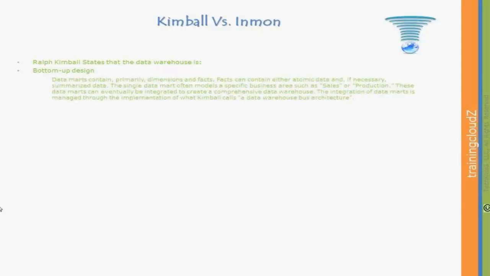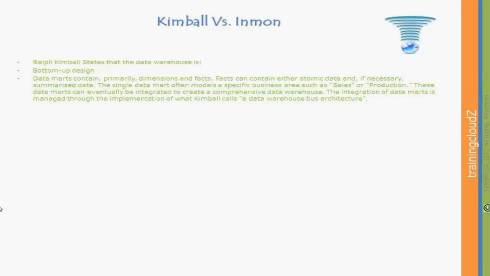So Ralph Kimball states that the data warehouse is a bottom-up design. The data mart contains primarily dimensions and facts. Facts can contain either atomic data and, if necessary, summarized data. And then a single data mart often models a specific business area such as sales or production. These data marts can eventually be integrated to create a comprehensive data warehouse. The integration of data marts is managed through the implementation of what Kimball calls a data warehouse bus architecture.